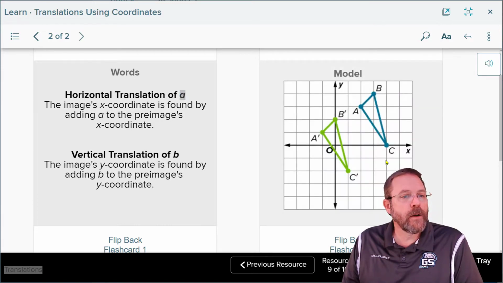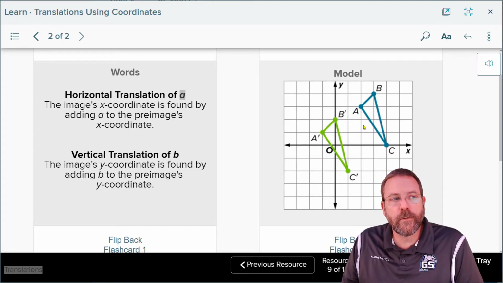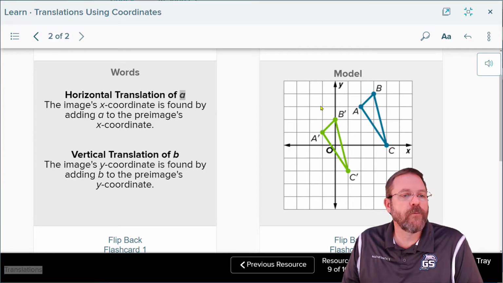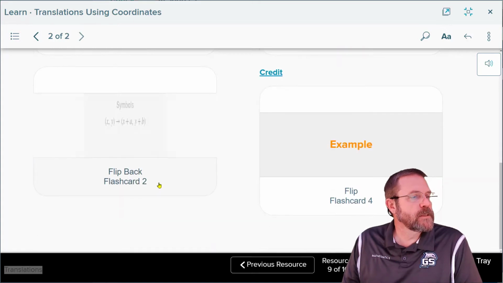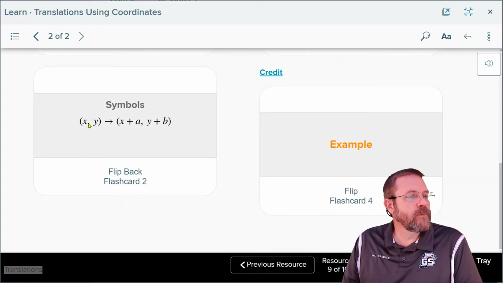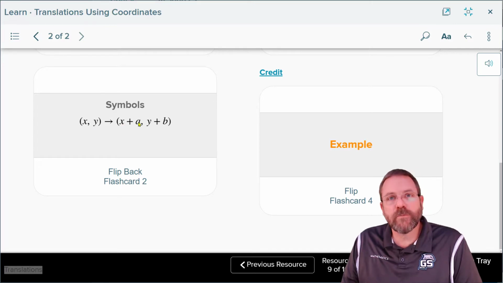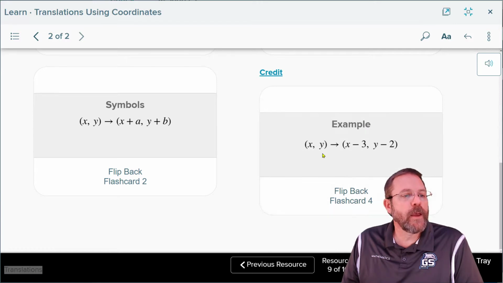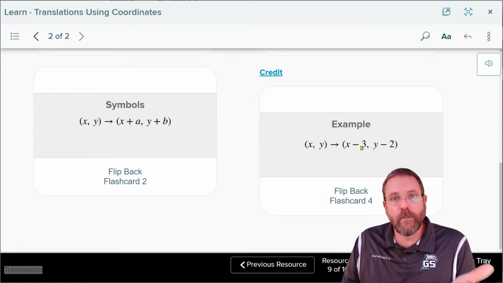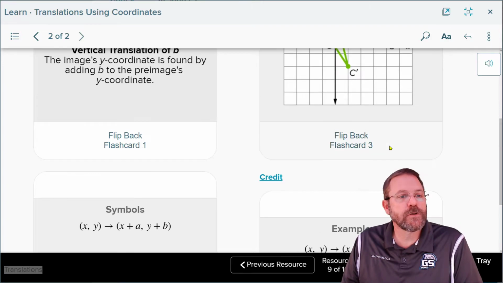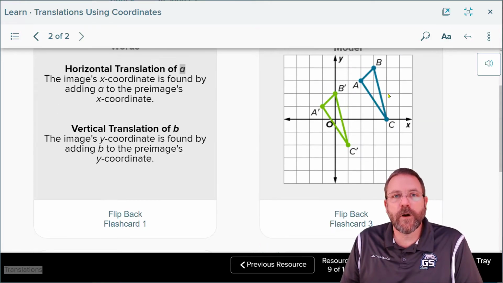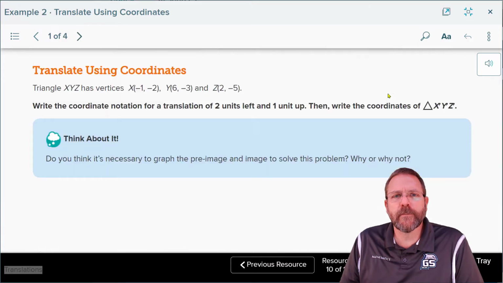If you look at it in a model, you can see how they have subtracted 2 A values, subtracted 3 A values, your x-coordinate, and subtracted 2 B values, your y-coordinate. In symbols, you would say that points (x, y) are going to become (x + A, y + B), and an example of that would be x minus 3. Remember, plus and negative becomes a minus, and x minus 2 took place right here in this problem. Let's see if we can apply some of those.